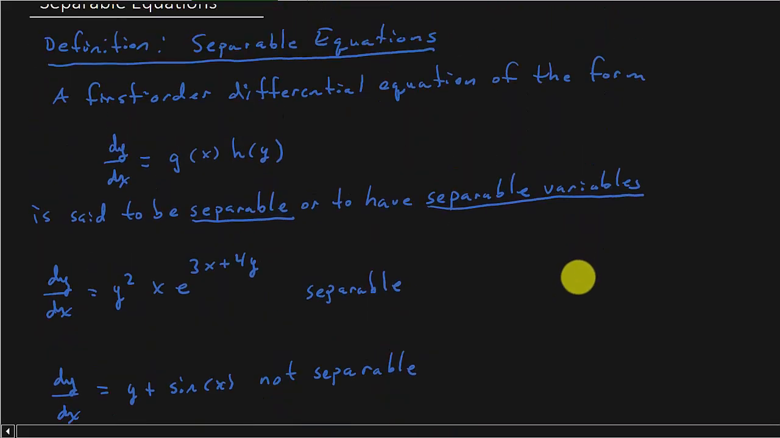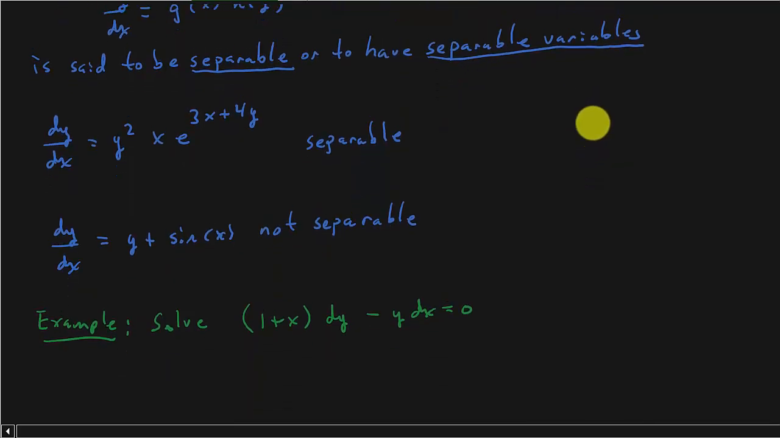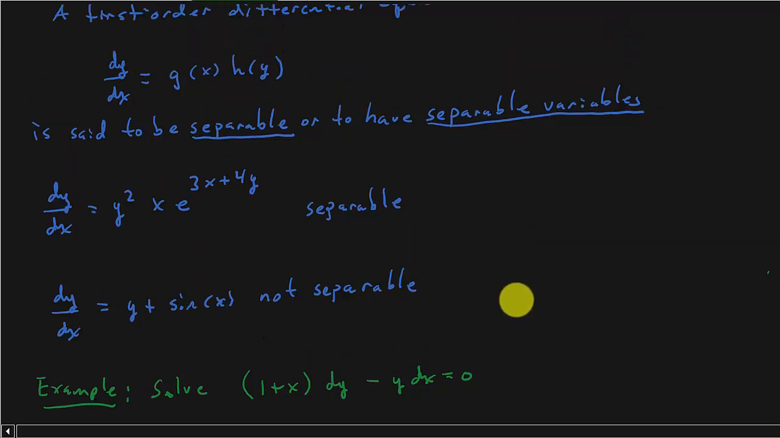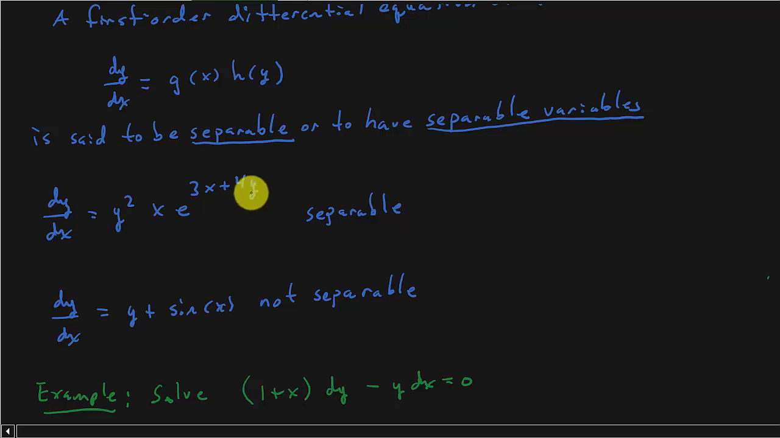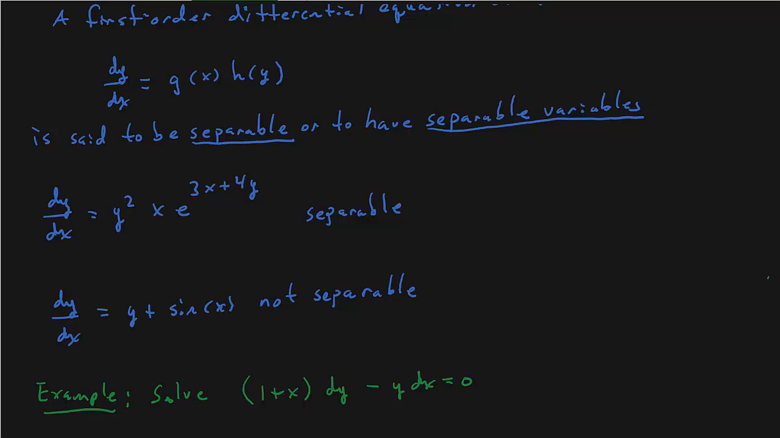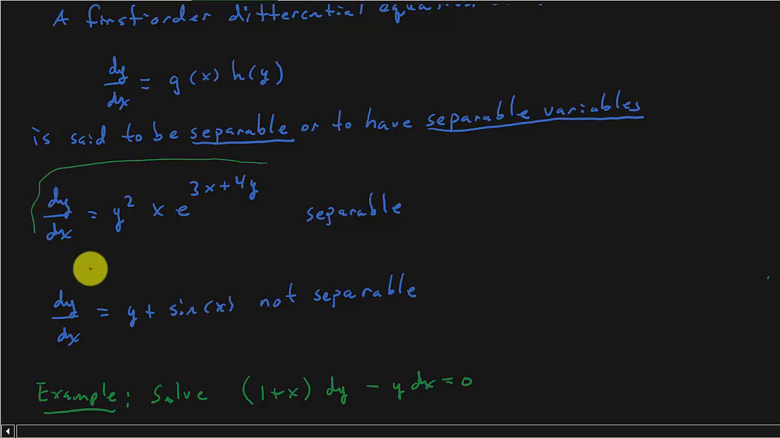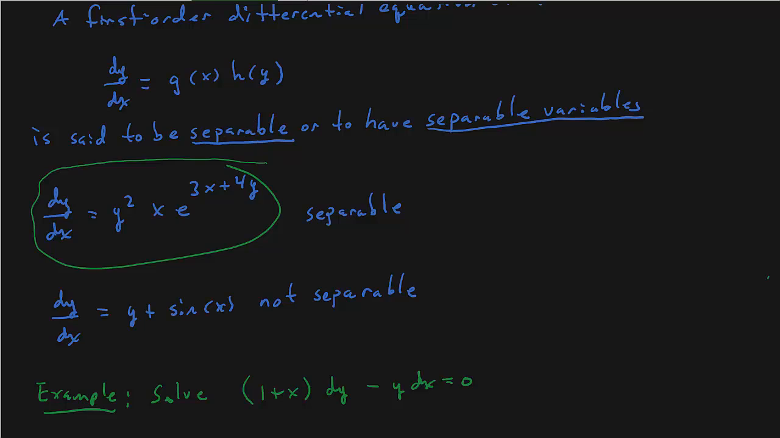So here's two examples. This equation is separable, and this one is not. Basically, what you want to do is get all the y terms with dy and all the x terms with dx. So let's take a look at this one right here, and I'm going to show you how it's separable.